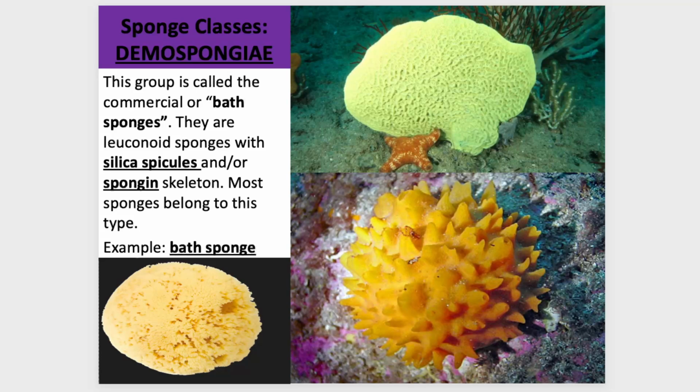The last one is Demospongiae, the last class of sponge we'll look at. This is called the bath sponge, because they look just like a sponge that you would take to the bath, especially there in the bottom right. It's got all these little cones coming out of it. These are leuconoid sponges. They have silica spicules and a spongin skeleton. Most of those that have that belong to the Demospongiae, and they call that the bath sponge. So that's it for the sponges, and I'm actually going to stop this and make it a separate video from Cnidaria.